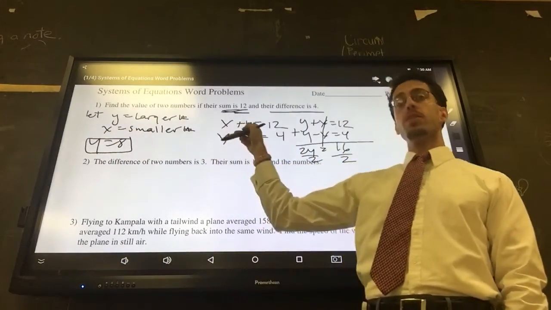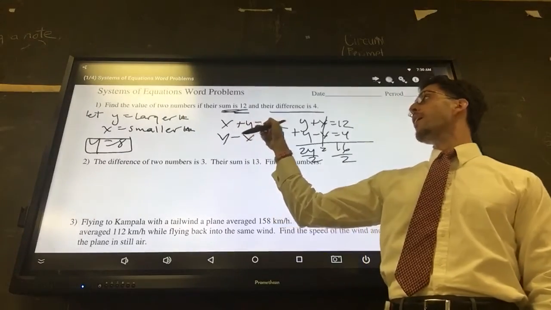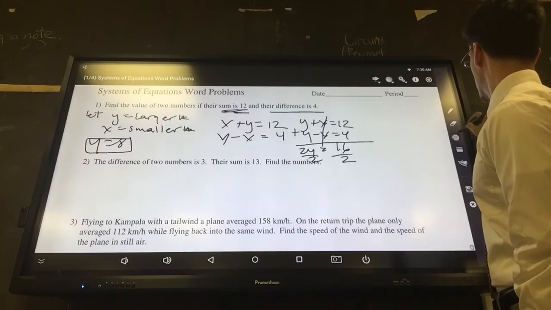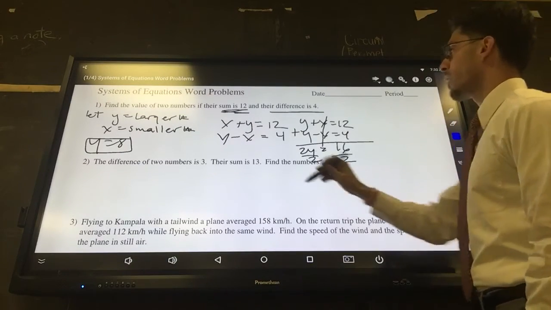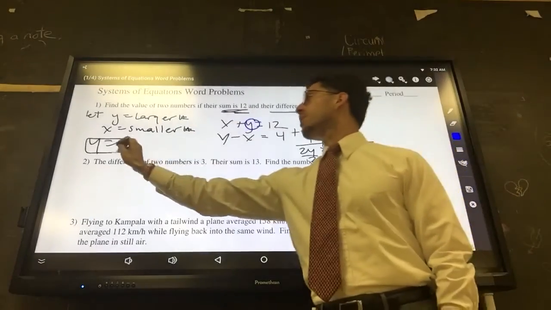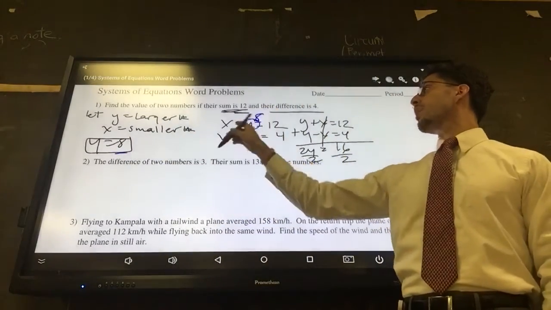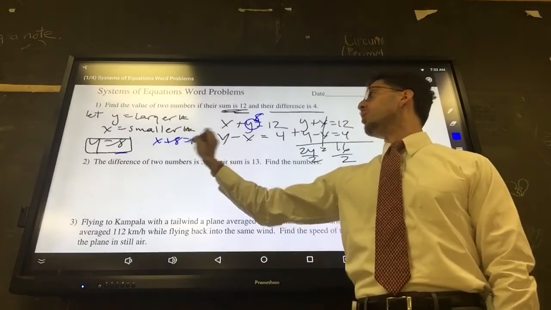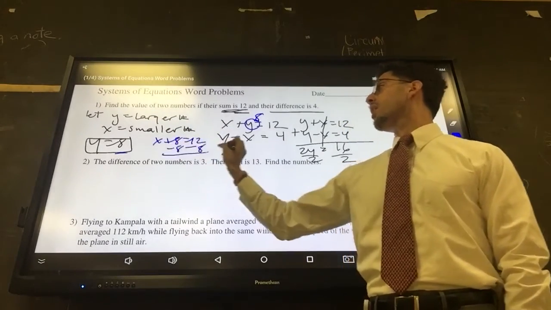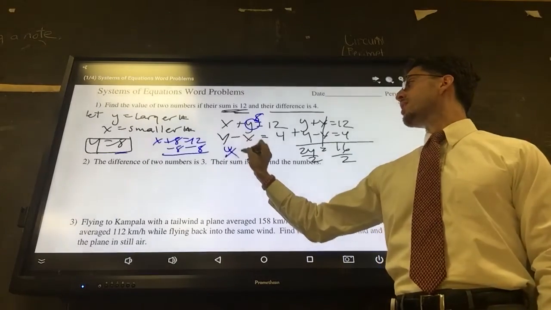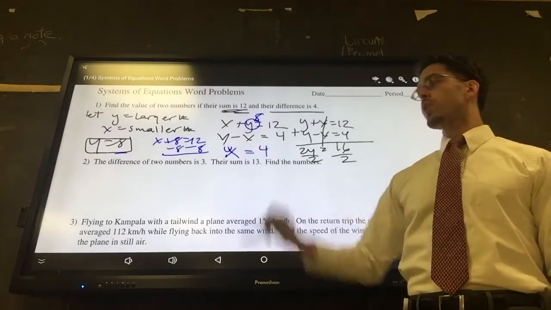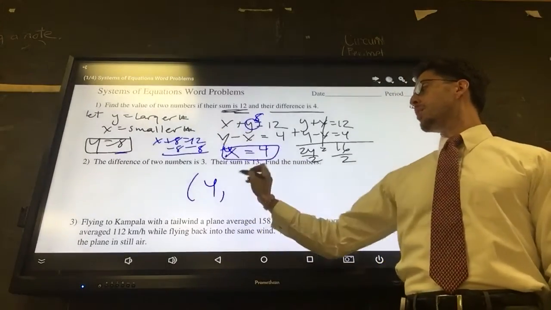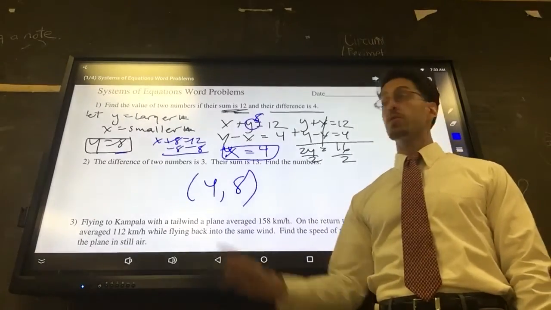Then you go back here to your original. If x plus y is 12, and you know that y is 8, then x plus 8 is 12. So x equals 12 minus 8, which equals 4. Okay, and you got your answer, which is 4, 8. And those are my two answers to number 1.